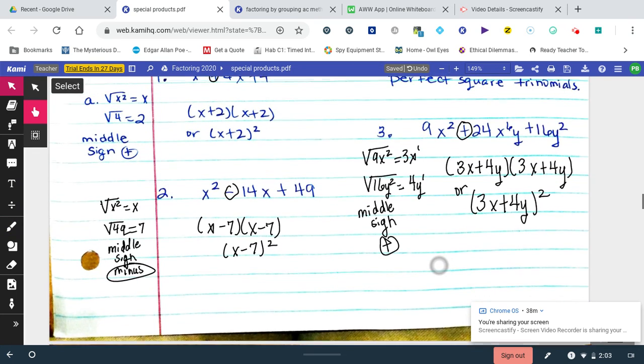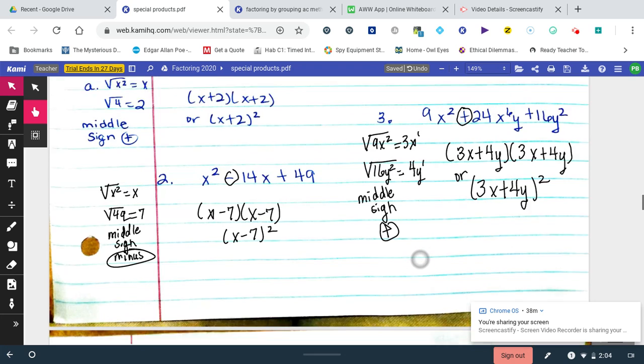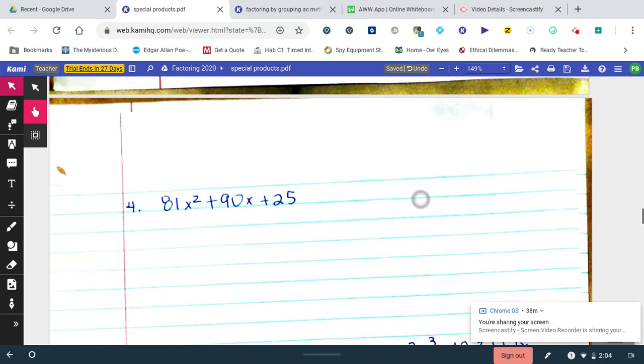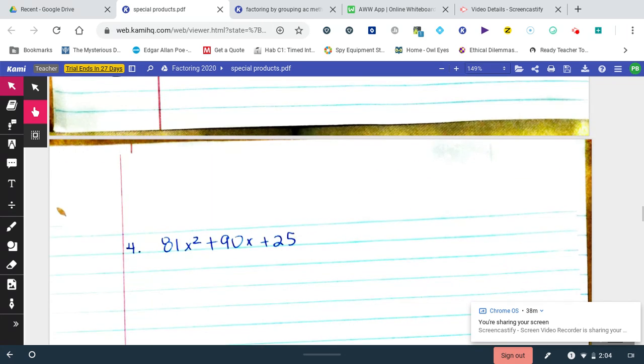These lessons, right now with these special products, are really easy, and they're going to come in handy when you move on into upper level math classes because you can use shortcuts very quickly. It would be so hard to try to think of, oh, I need to factor this one by grouping, or by using the X method with the A times C. And who wants to multiply 81 times 25? I don't.